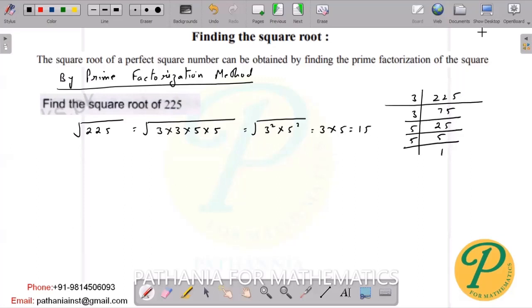One more example, if you have to find the square root of 576, again we use the prime factorization method.